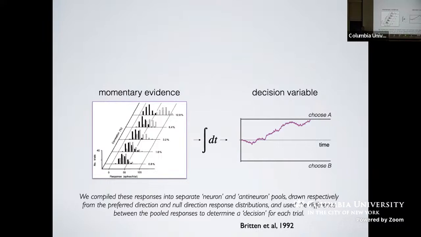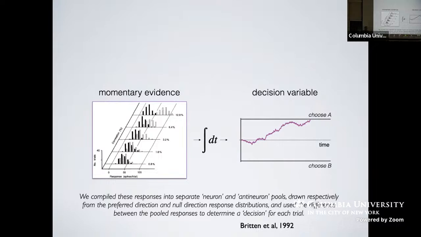And so the idea was, if you're showing a motion stimulus and the decision is whether the visual stimulus is moving either to the right or to the left, you can find neurons in area MT that are selective for rightward motion. You can find neurons in MT that are selective for leftward motion. For a rightward stimulus, they would consider the rightward sensitive neurons the neurons and the leftward sensitive neurons the anti-neurons. So they were always thinking about the opposing pools of neurons and how their activity might be used to make the decision.